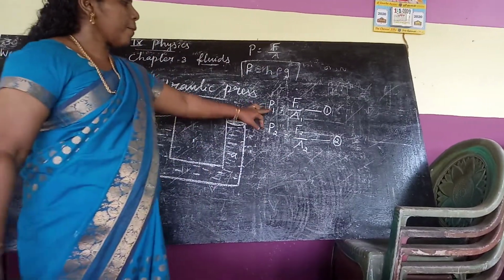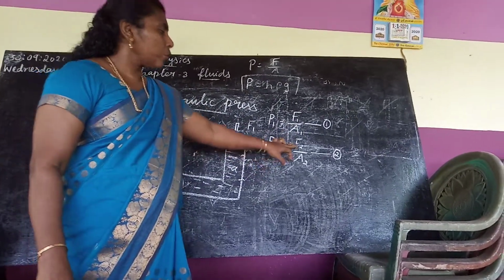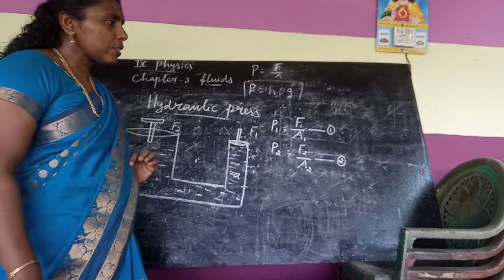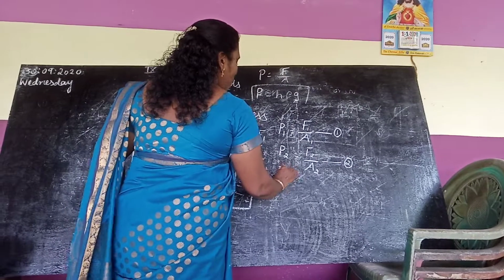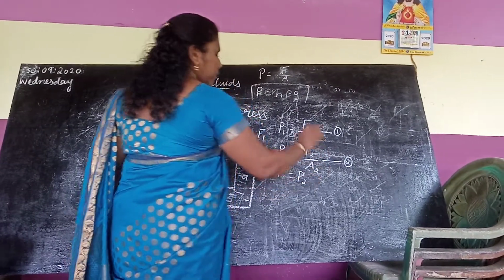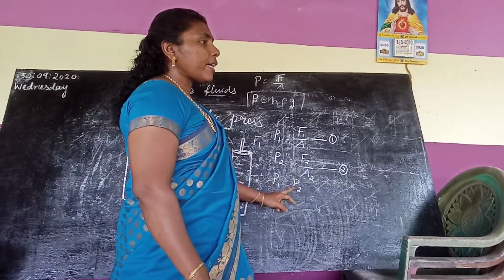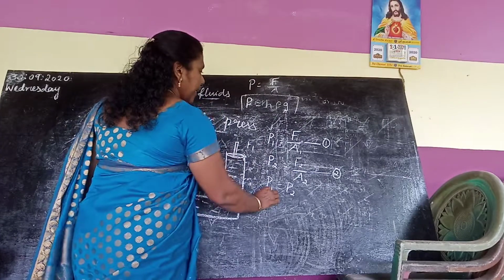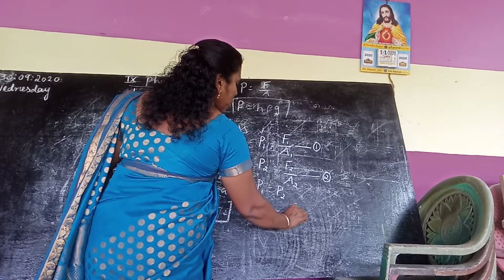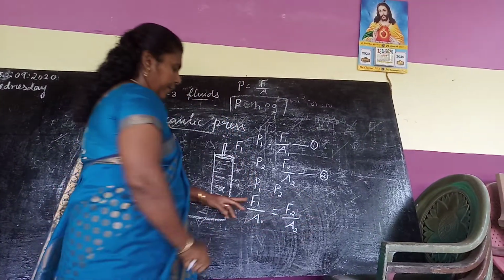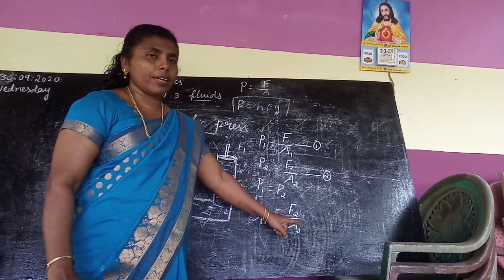So first equation, P1 equal to F1 divided by A1. Second equation, P2 equal to F2 divided by A2. Now we can compare these two equations. So P1 equal to P2, the pressure is the same in all directions. Now we can write F1 divided by A1 equal to F2 divided by A2.